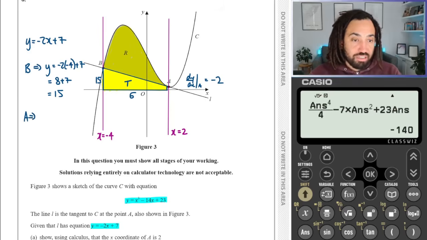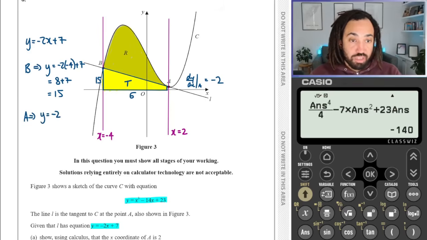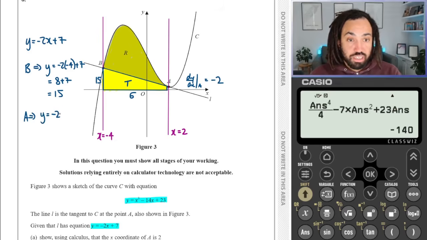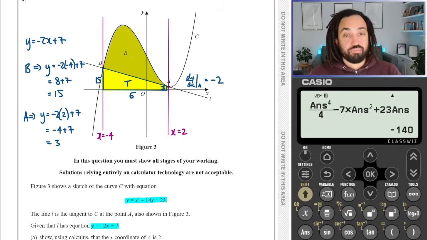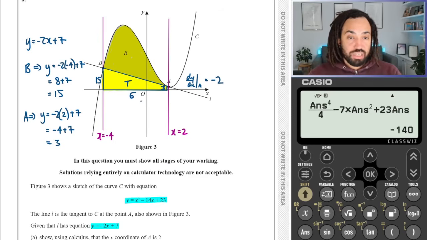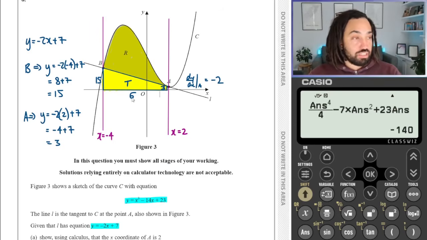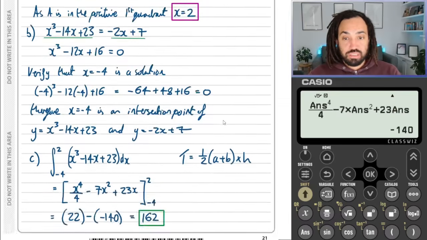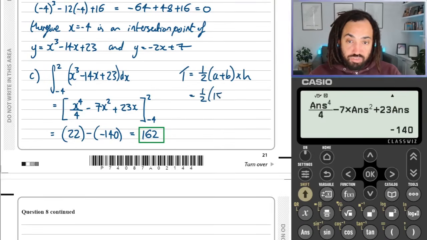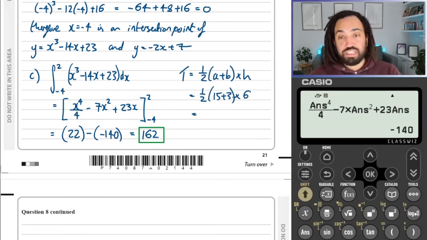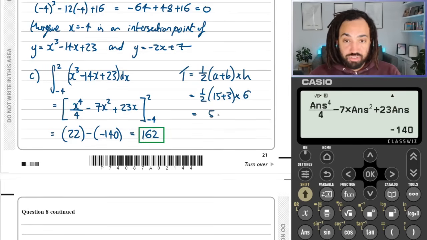And now for A, we need to sub into the same line, because again, A is on that line, but the x coordinate is 2. So we just sub in 2, which gives us -4 plus 7, which is equal to 3. So this height over here is 3. Okay, so we've got everything we need then to work out the trapezium. We've got 15 and 3 as the parallel sides, and 6 is the gap between them. So a half of 18 is 9, 9 times 6 is 54.